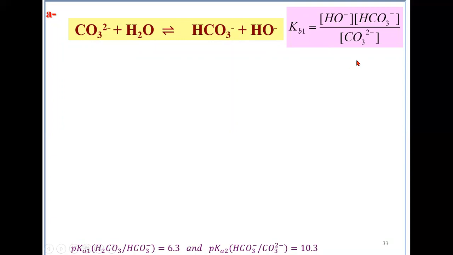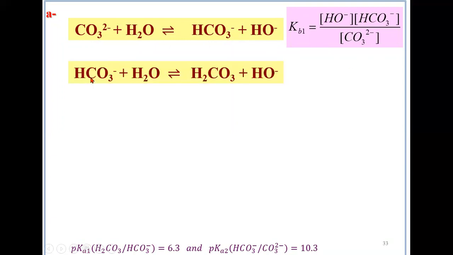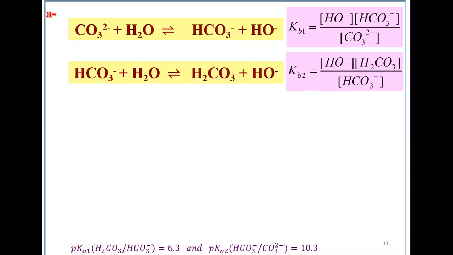Again, products divided by reactants. And the hydrogen carbonate minus, in another water, because this is actually amphoteric, in water it can react as an acid or a base, but here we're treating it as a base. In its basic form, you will become H2CO3, and again, another OH minus is produced. This reaction is governed by the Kb2, again, products divided by reactants.